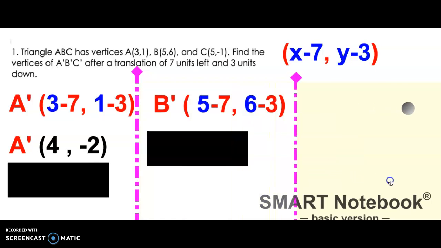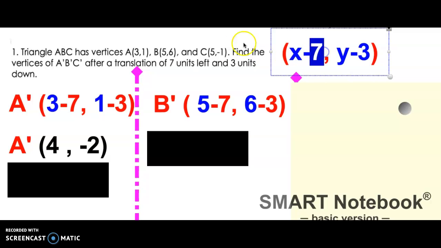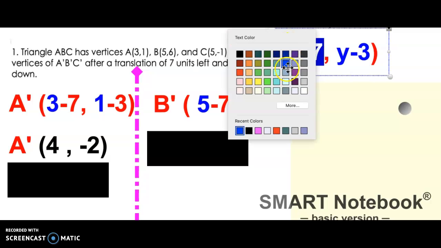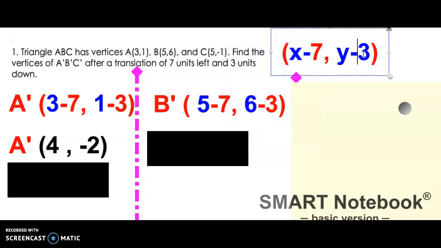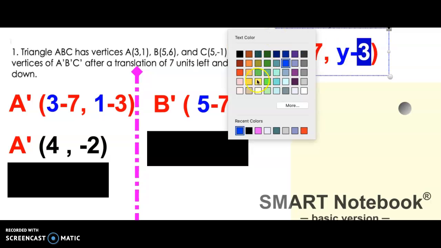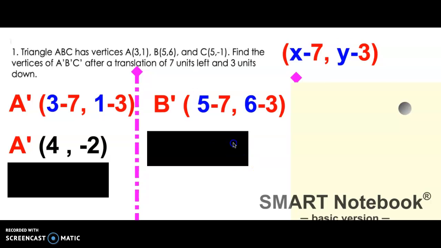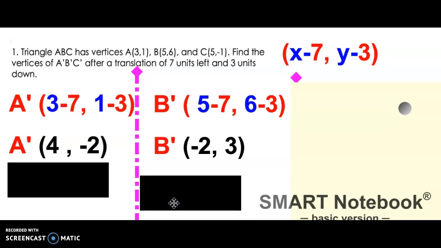All right, we're going to do the same thing to find B prime. We look at our original B coordinate, and the original coordinate is 5, 6. To find the new X coordinate, we're going to take that 5 and subtract 7, because that's what our rule here says. And then to find the new Y coordinate, we're going to take 6 and subtract 3, because we're moving that 3 units down. And when we do that, we get that the new coordinates of B prime are negative 2, 3.